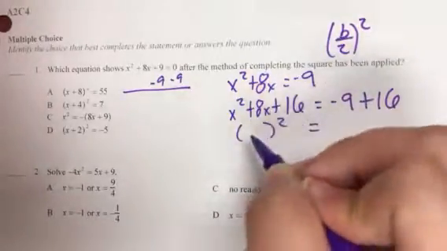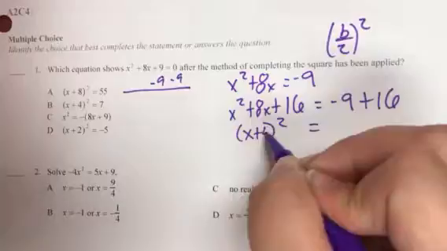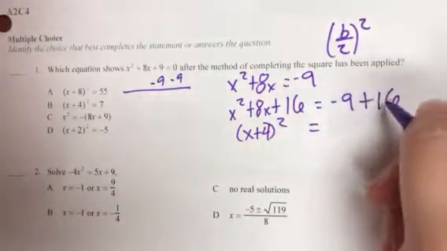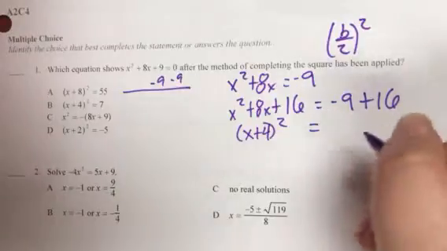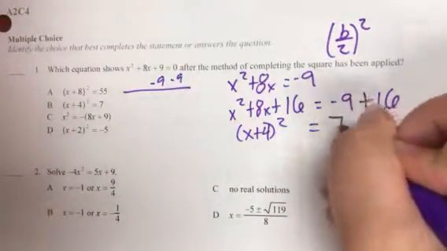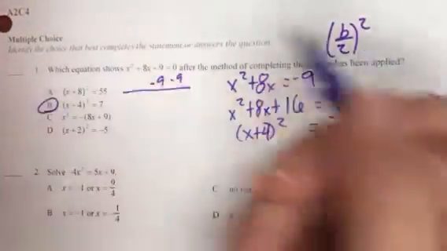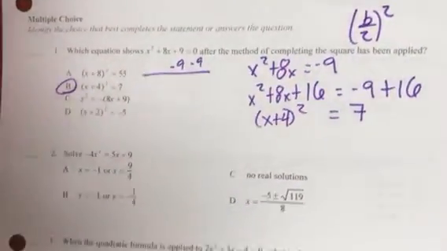That turned this into a perfect square. That is x plus 4 squared. And over here, we can add those two together and we get a positive 7. And that's actually b. That's all you had to do.